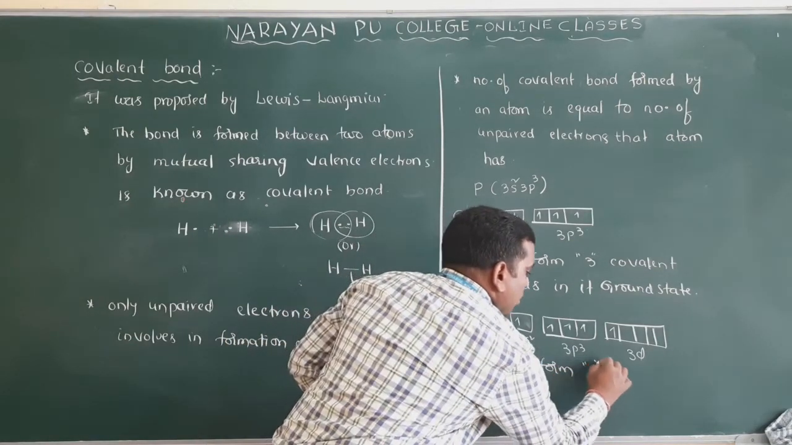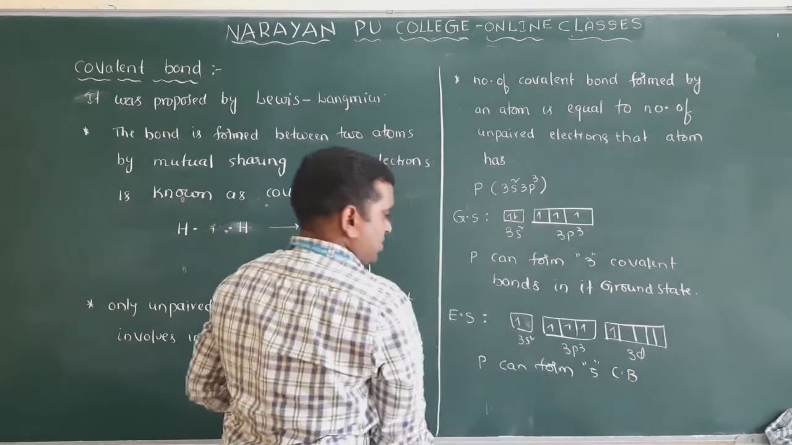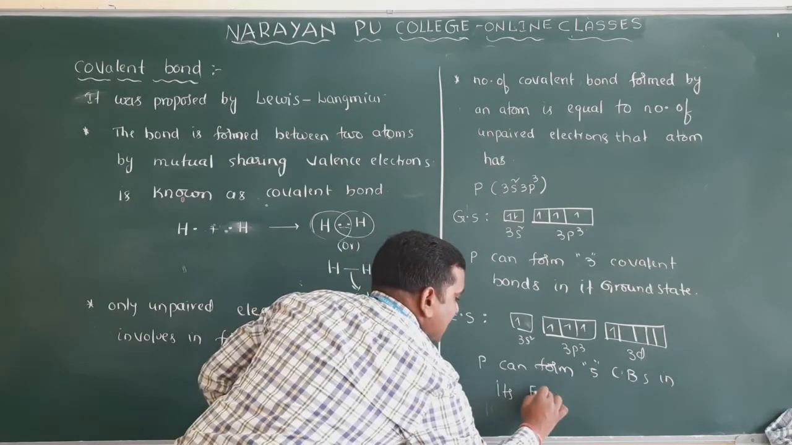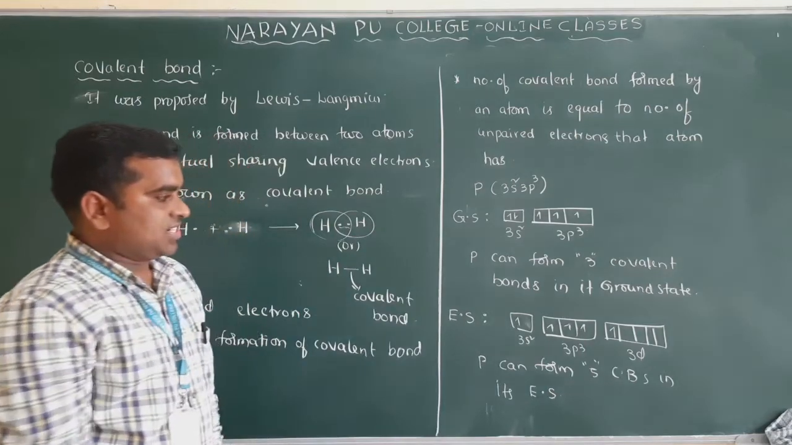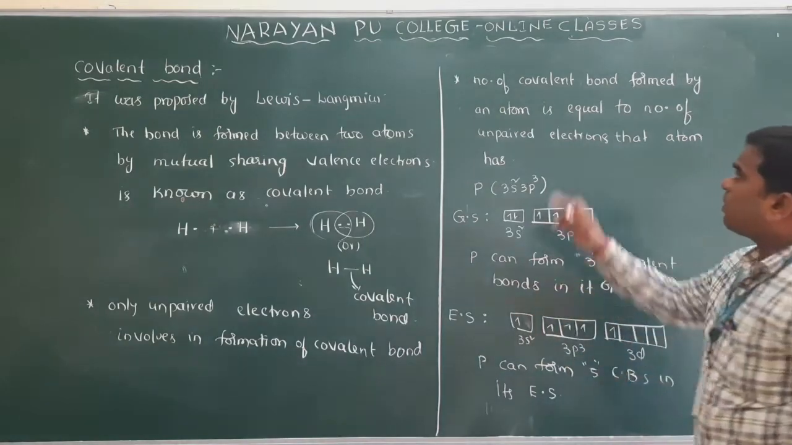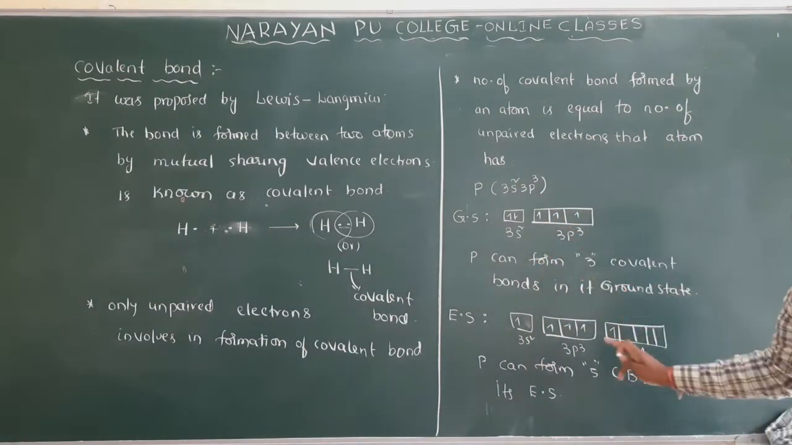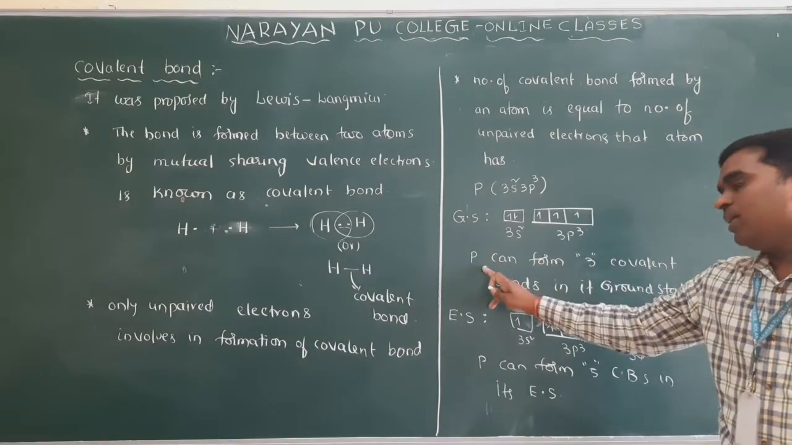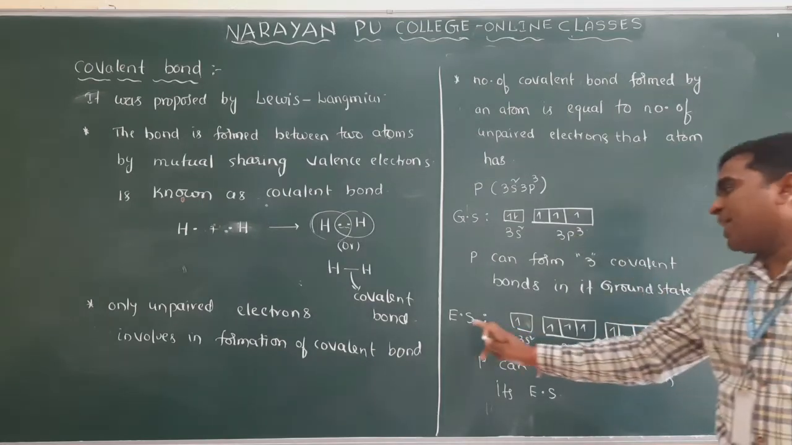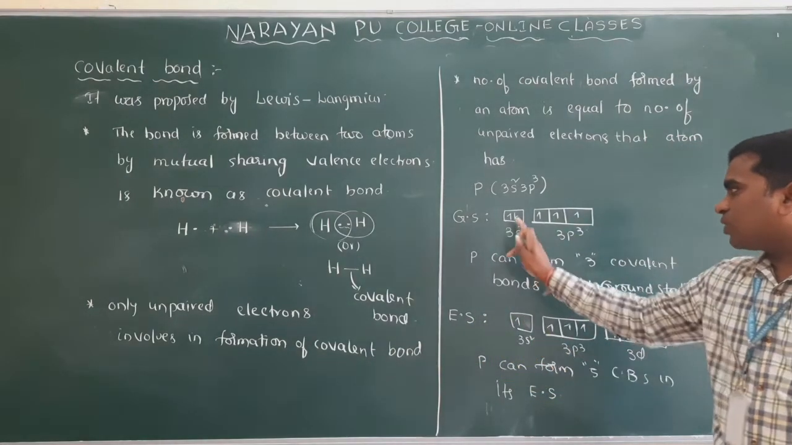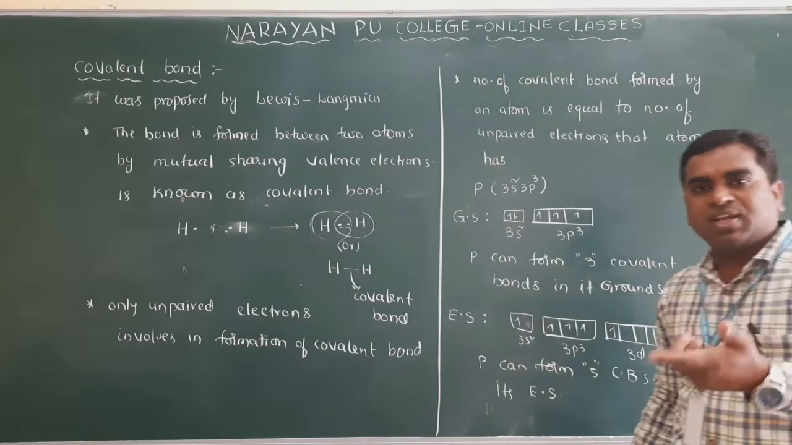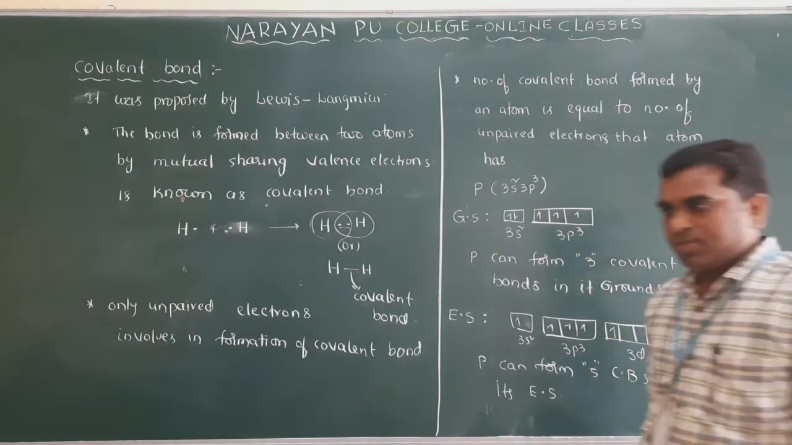Phosphorus can form 5 covalent bonds in its excited state. What I want to tell here is that the number of covalent bonds formed by an atom is equal to the number of unpaired electrons, so only unpaired electrons are involved in bond formation. In the ground state, phosphorus has only 3 unpaired electrons, so it can form 3 covalent bonds. But in the excited state, one of the electrons from the s orbital jumps into the 3d orbital, so we have 5 unpaired electrons, and it can form 5 bonds.